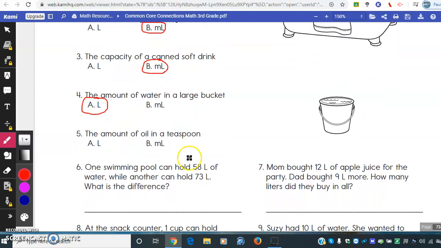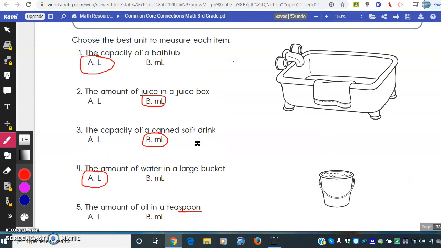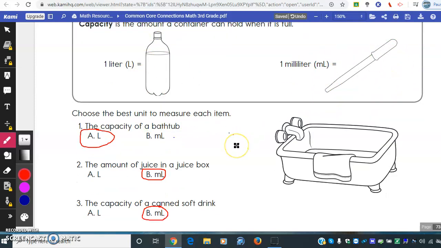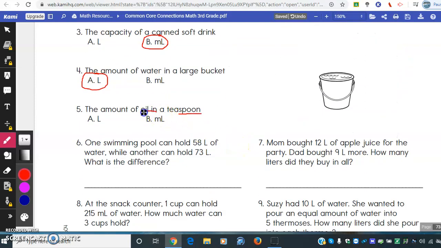Number 5, the amount of oil in a teaspoon. You see the word here that says spoon? A teaspoon is a spoon, right? So we're talking, how much can a spoon hold? This much or this much? Yeah, this much. We're going to use the milliliter there.